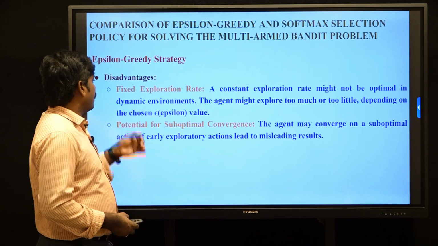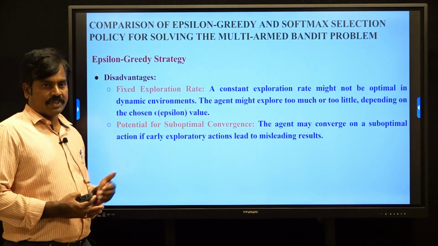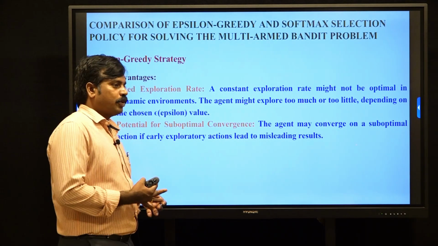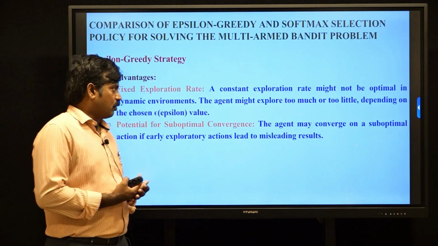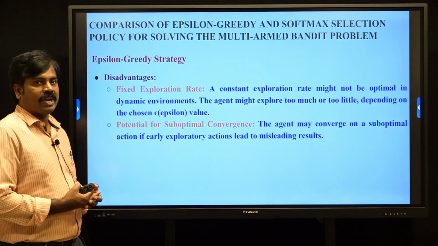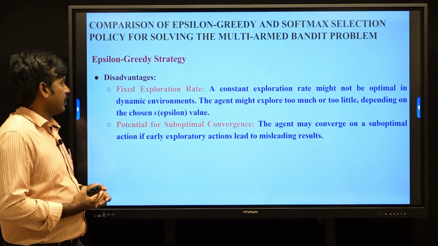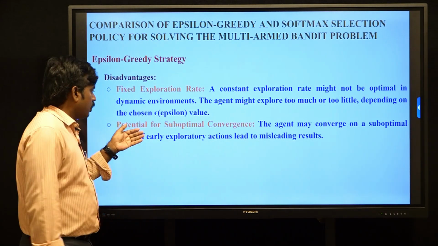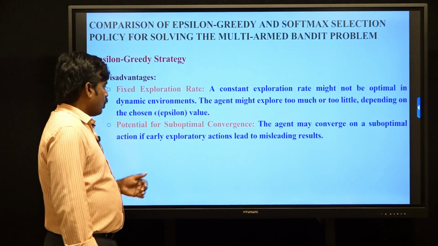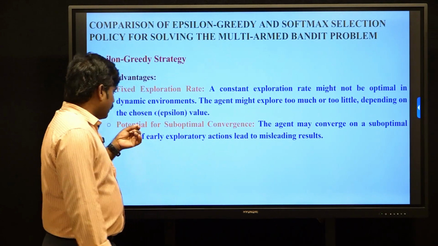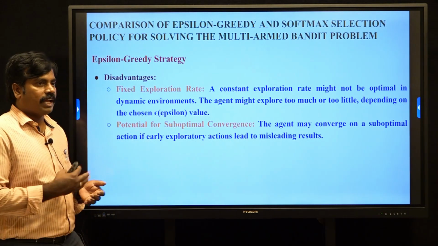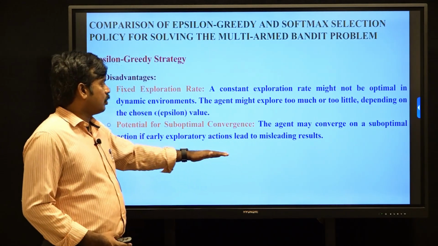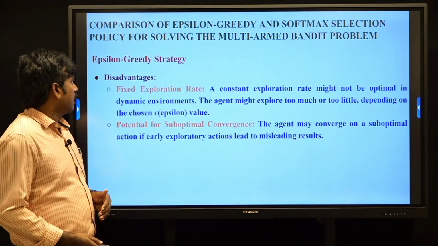The next one is the drawbacks. The epsilon rate is fixed. That is the main drawback of the Epsilon-Greedy approach. We do not explore beyond the epsilon count, so we may miss better rewards because of the fixed exploration rate. The next one is the potential for suboptimal convergence. Early exploratory actions may mislead the results. That is also one of the problems in the Epsilon-Greedy strategy.